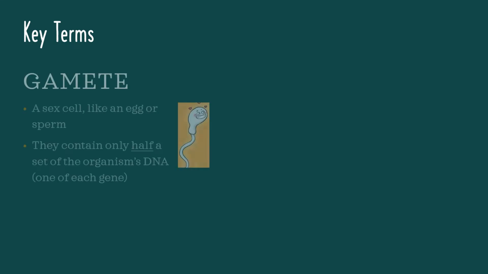Our next key term is gamete. A gamete is a sex cell, like an egg or sperm if you're a human, or pollen if you're a plant. Gametes contain only half of a set of the organism's DNA, one of each gene.